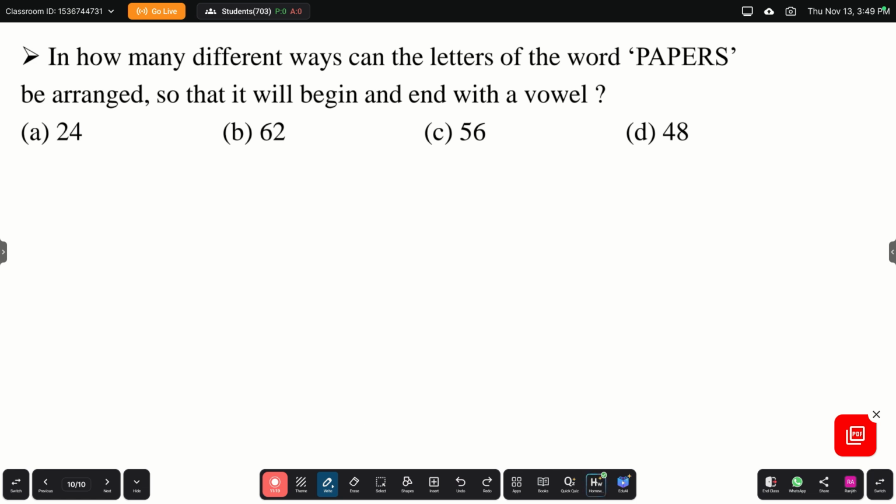In how many different ways can the letters of the word PAPERS be arranged so that it will begin and end with a vowel? So again, in the word PAPERS, what are the vowels we are having? A and E. 6 letters in the word. So it may start with A and end with E, or else start with E and end with A. So we are having two possibilities, which will be 2 factorial.